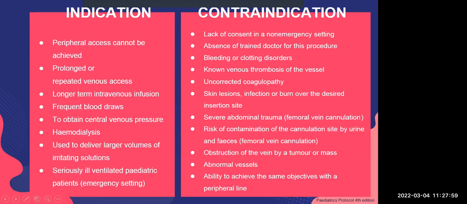The indications for a central line in children are quite similar to those in adults. For the general indication, central venous line insertion is done whenever peripheral access cannot be achieved. It is also used in children with a chronic illness who often require prolonged or repeated venous access for treatment, or in patients that require longer-term intravenous infusions or frequent blood draws while warded, and it is also used to obtain central venous pressure for monitoring and for hemodialysis.